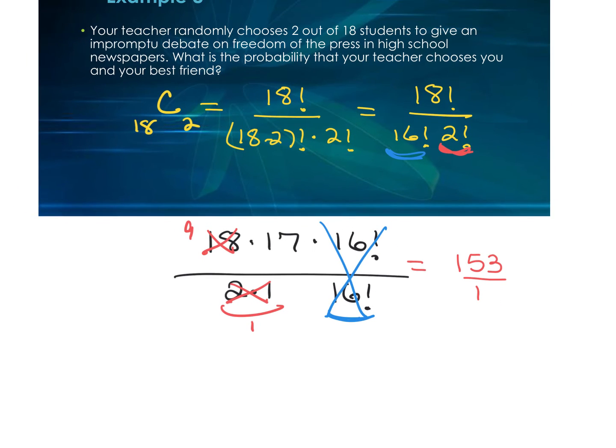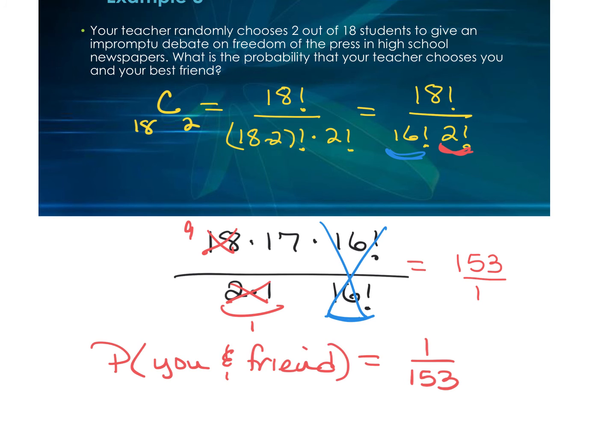And again, that's the total number of outcomes of choosing 2 students out of 18, and then the probability that the teacher chooses you and your friend, there's only one favorable way or outcome of choosing you and your friend out of the total 153 combinations.